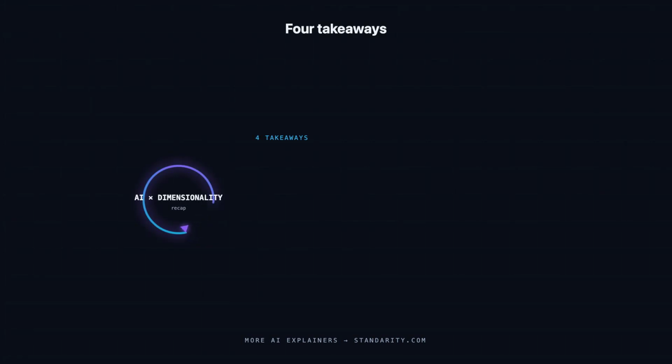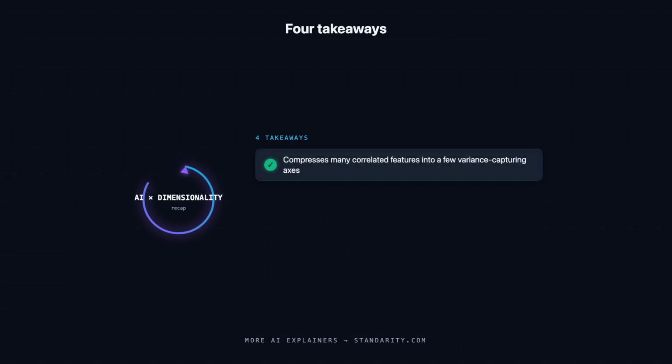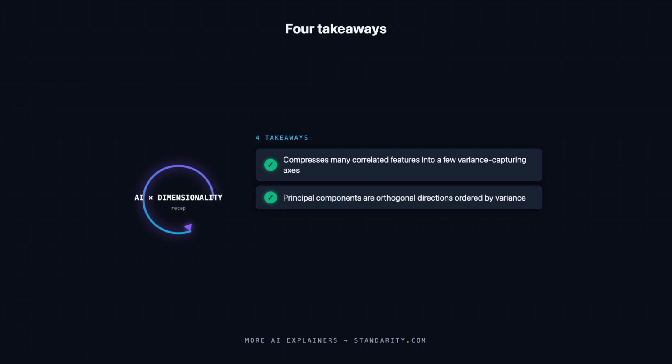All right, let's gather the essentials into 4 clean takeaways. PCA reduces dimensionality. It compresses many correlated features into a few new axes that capture most of the data's variance. Those axes are the principal components, orthogonal directions ordered by how much spread each one explains. Most important first. Keep the top handful and project onto them, and you drop the low variance noise while losing almost none of the real information.